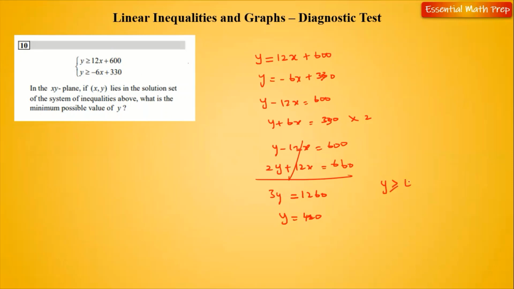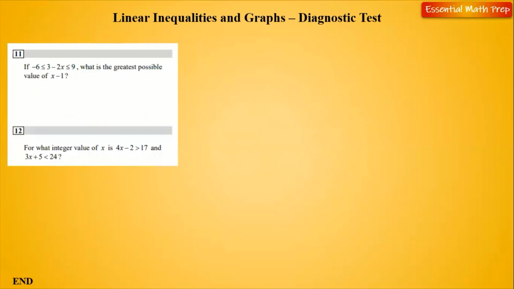So what is it asking? What is the minimum possible value of y? Can y be 420, or does it have to be greater? So y can only have a minimum of 420, right? It can be 420 or 421, 422, 423, if you assume they're all integers. So the lowest it can have would be 420. That's what is implied by the equal sign here, and that is the correct value.